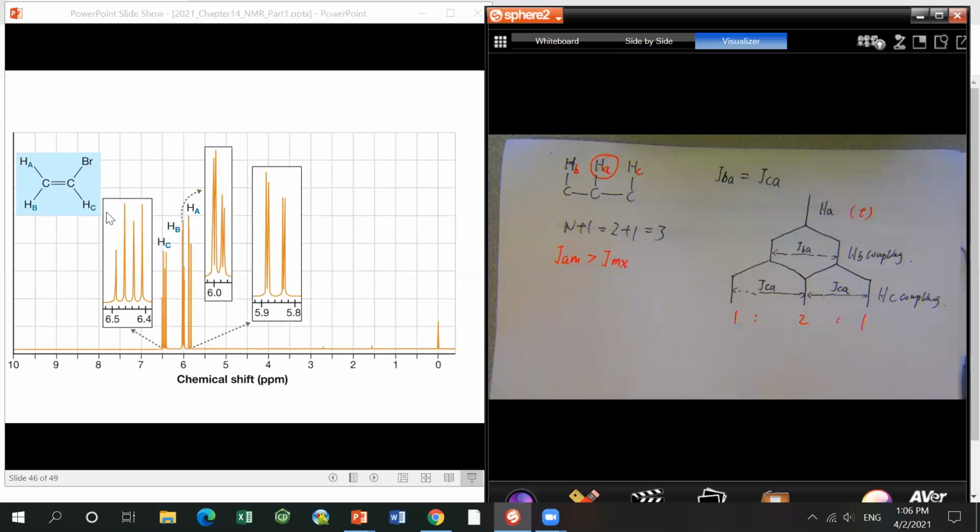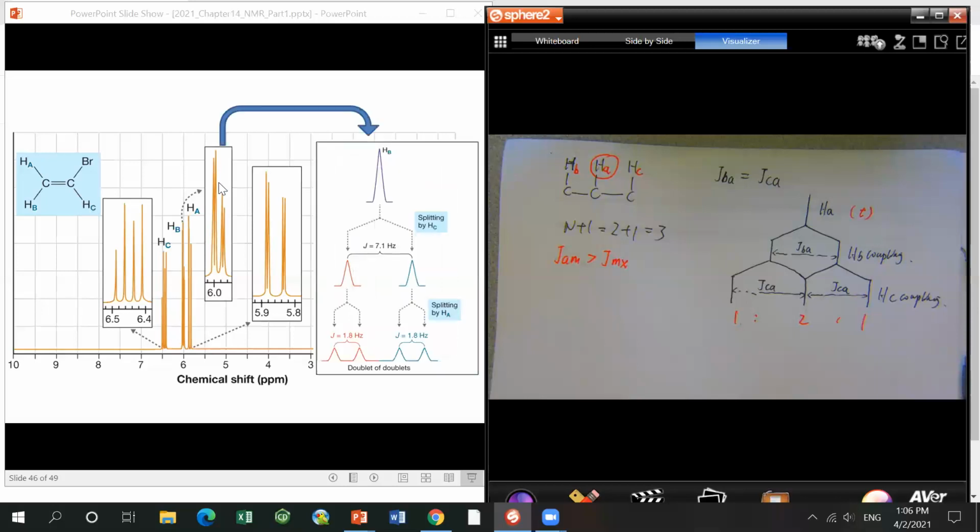This is bromoethene. There are 3 protons, HA, HB, HC. These 3 protons are all within 3 bond distance, so they can all couple to each other, and they have different coupling constants. HAB is different from HBC, and also different from HAC. All right, so we just look at one of the signals.